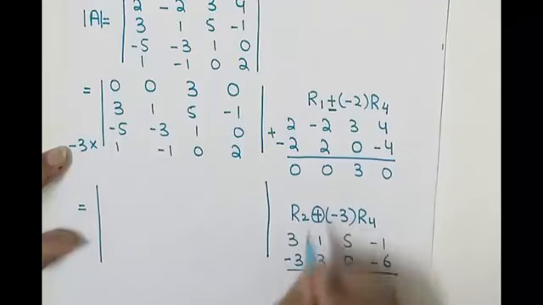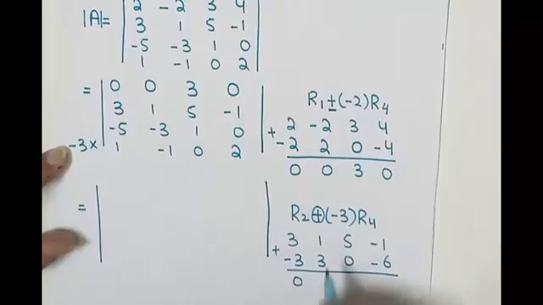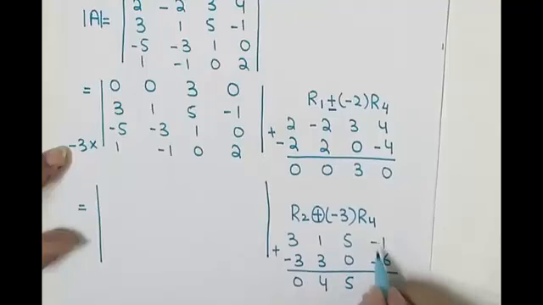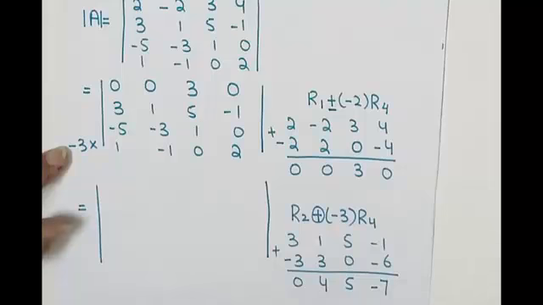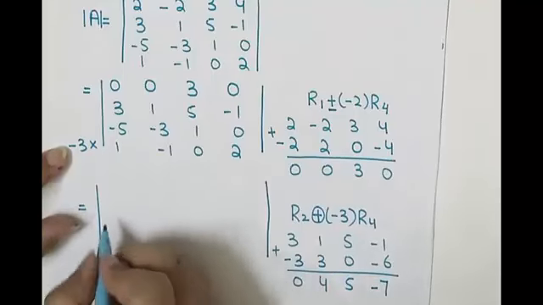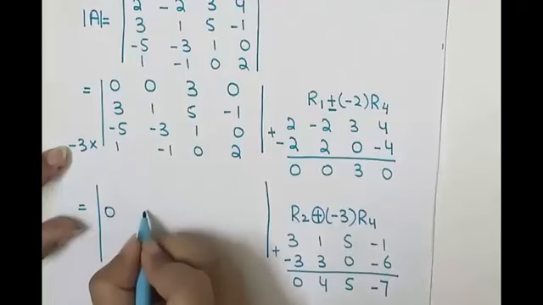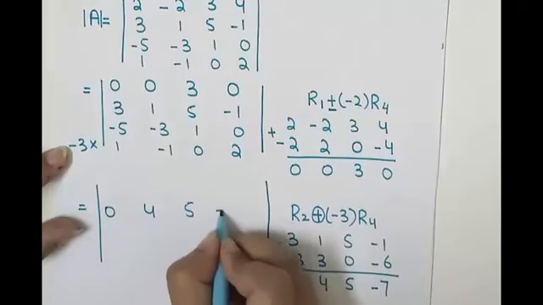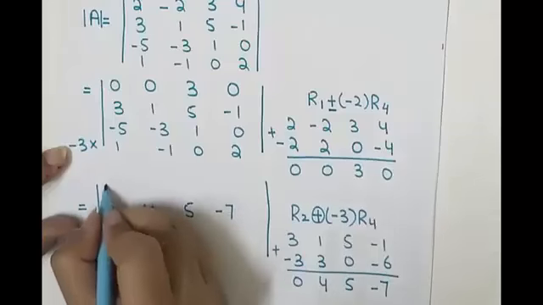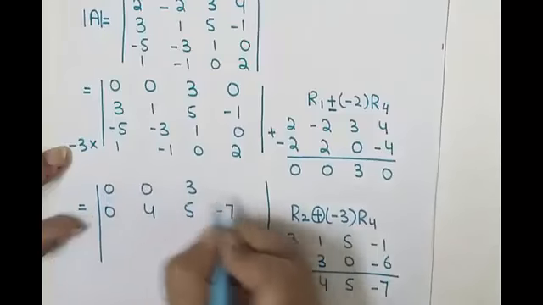Now we have to add them. So 3 minus 3 is 0. 1 plus 3 is 4. 5 plus 0 is 5 and minus 6 minus 1 is equal to minus 7. So the row we have is 0, 4, 5 and minus 7. The rest of the rows will be written as they are.